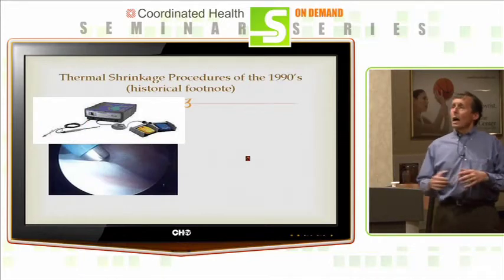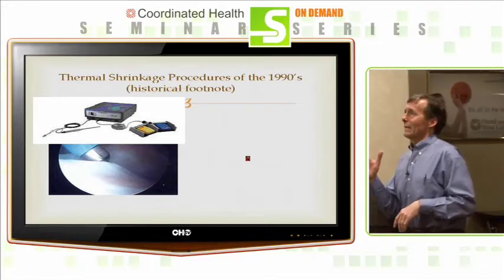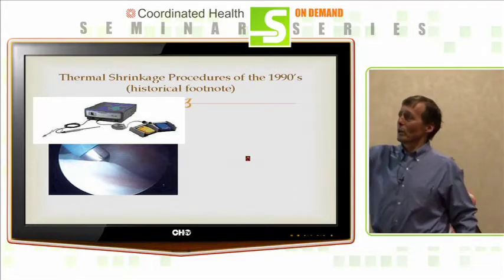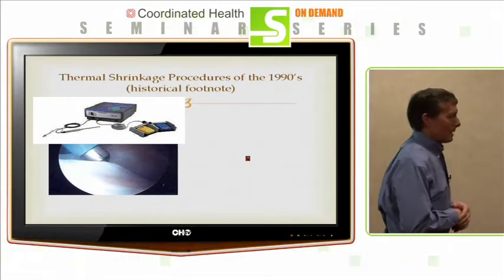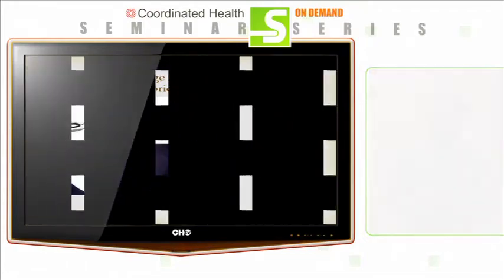Thermal shrinkage. I used thermal shrinkage. That's what this is. Some may not even have ever heard of this, but we used to use a heat probe to shrink the capsule, and I probably did about 15 or 20 in the mid to late 90s. It sounded great because you basically don't have to tie knots. You don't have to really treat the injury except to shrink the ligaments.